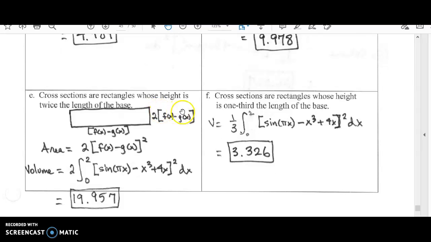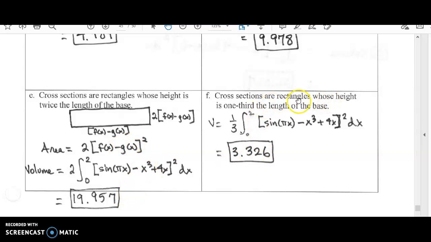So as we look at this, we have cross sections of rectangles whose height is twice the length of the base. Well, if the base is f of x minus g of x, and the height is double that, I know this picture doesn't look right because he didn't draw it to scale, but then you can come up with an area formula and then come up with the correct answer.